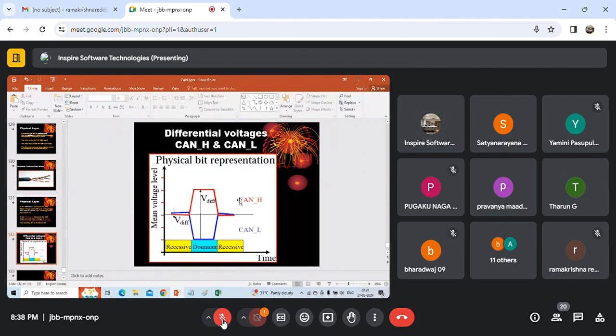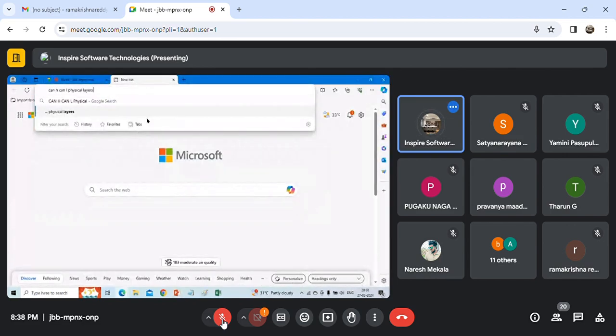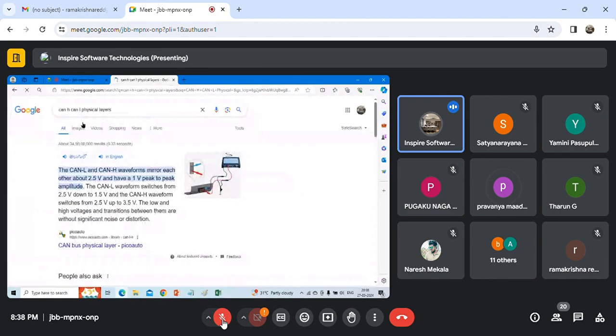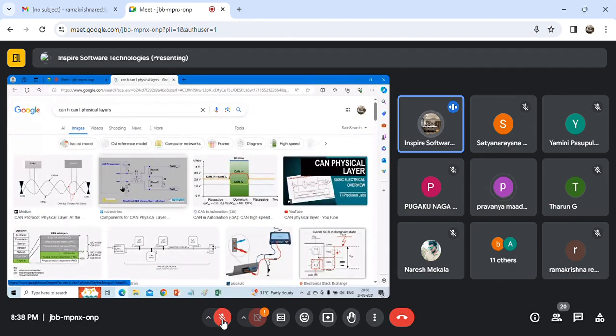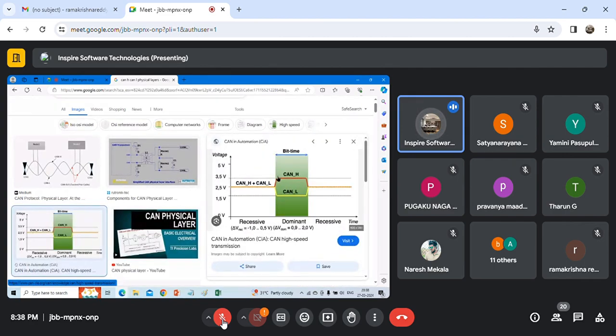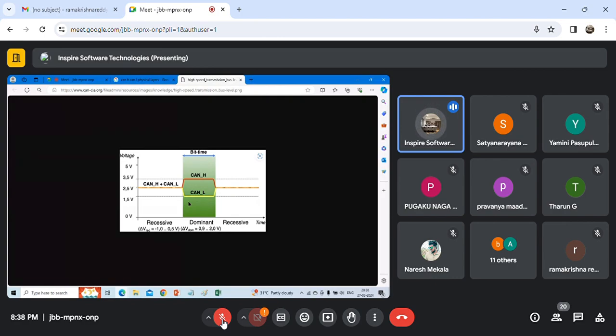So this is the CAN high line. Physically two wires, right? On one wire you are putting a voltage. You can take some other thing that shows CAN high, CAN low. Maybe if you put it like this, you should get some very good images from there. This is showing the voltage. See here, everybody can see the picture, right?